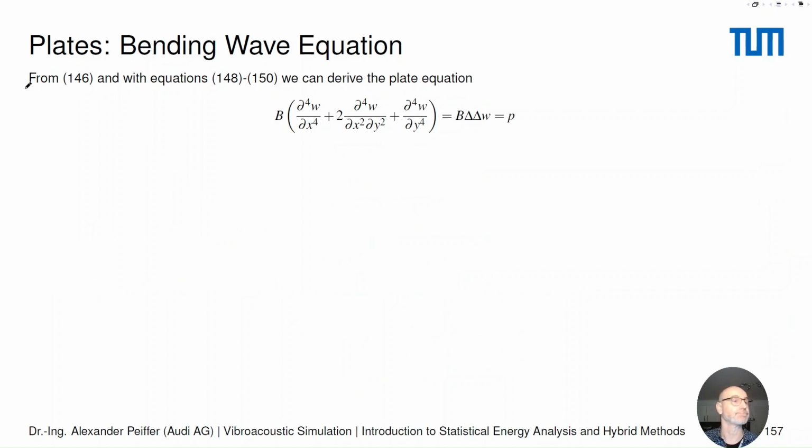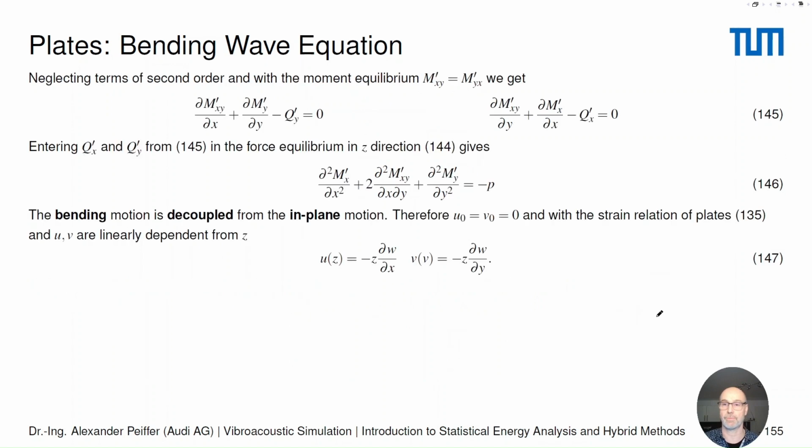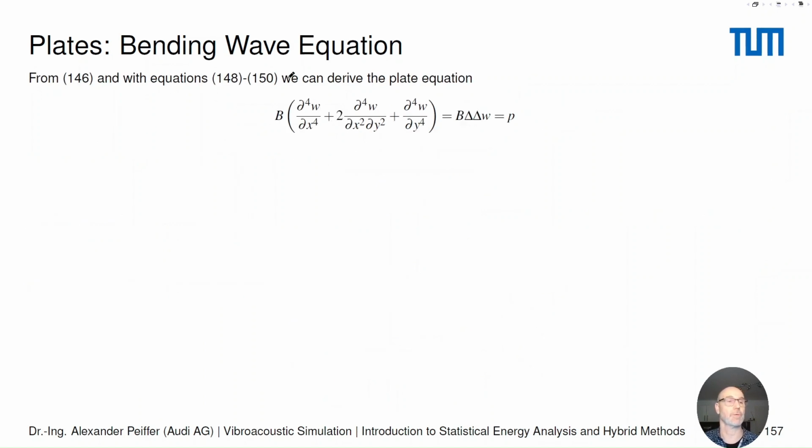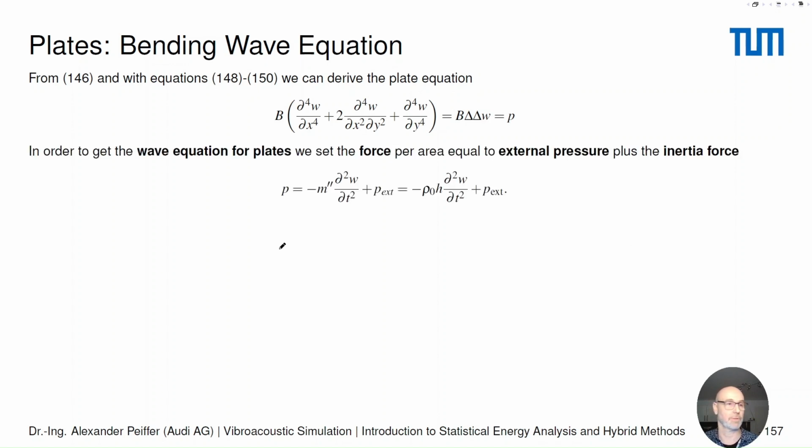Good. So from equation 146, and with all these equations that we have gathered here, just to keep in mind what equation 146 was: that was the step where we had all the moments related to the external pressure. With all these equations and using the relationship for all the moments and so on, we finally get the plate equation. So we have very specific derivatives of the normal displacement, and this has to be related somehow to a defined external force.